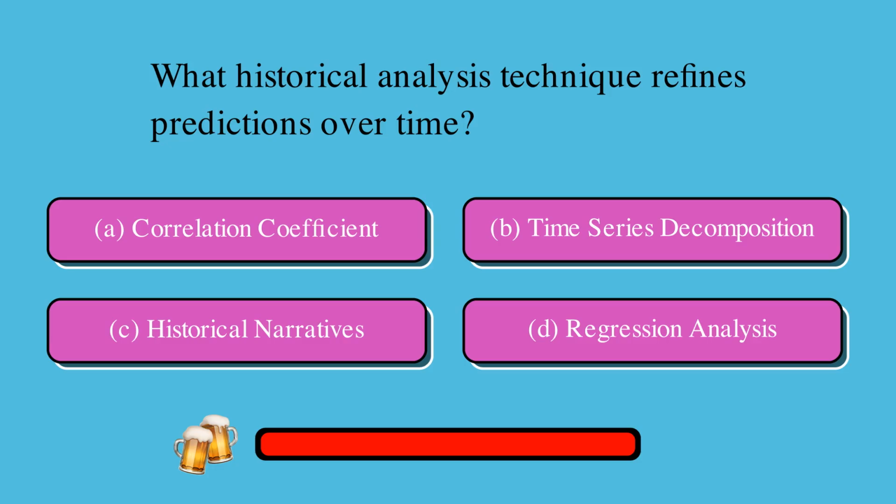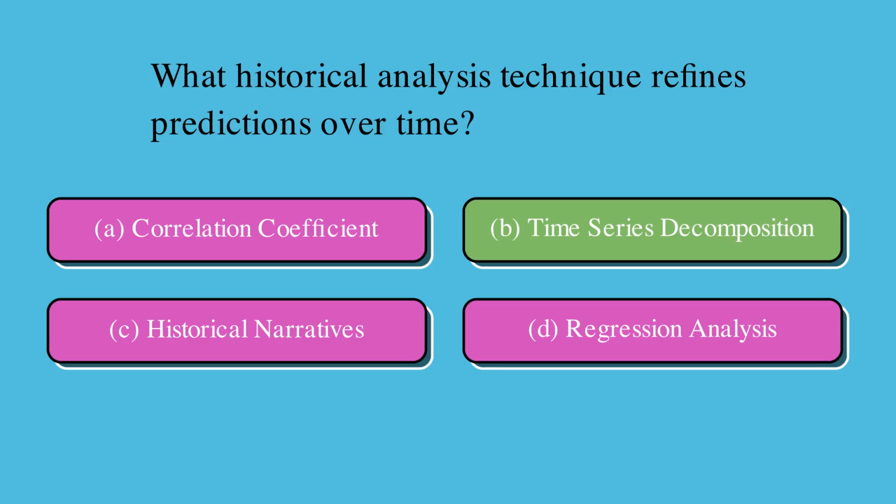What historical analysis technique refines predictions over time? Is it A, correlation coefficient, B, time series decomposition, C, historical narratives, or D, regression analysis? The correct answer is B, time series decomposition.